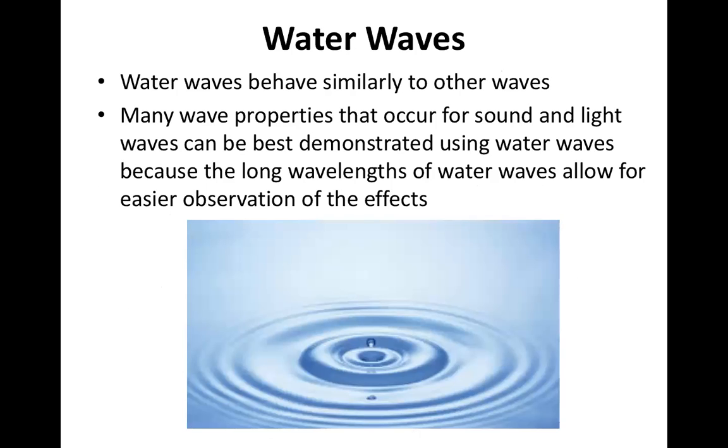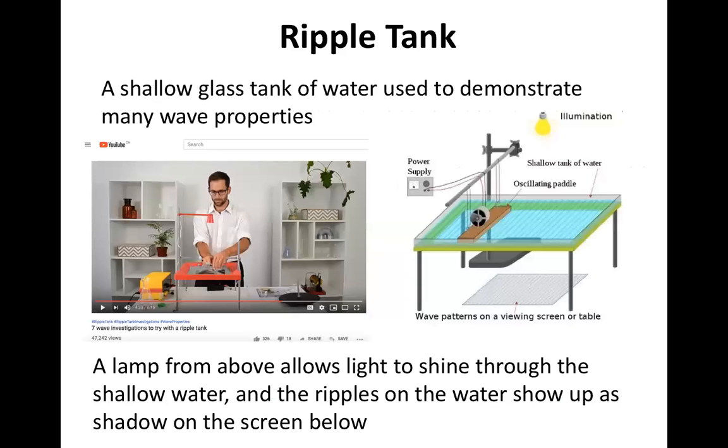So let's get started. Water waves are an example of a mechanical wave. They behave similarly to other waves, and many wave properties that occur for sound and light can be easily demonstrated using water waves because of the long wavelengths of water waves, allowing for easier observation.